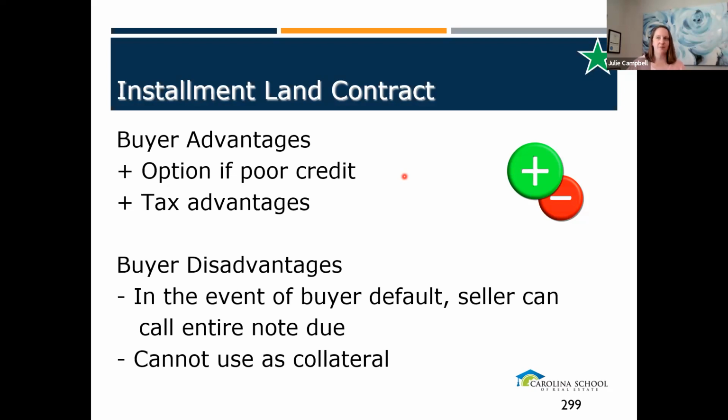The other thing I have to say about this, we do not have pre-printed forms for this. So if your buyers and sellers want to do an installment land contract, I already got you guys calling your attorney, because I don't have a form for this that we can use, which means somebody's got to draft. And who drafts? The attorney. Questions on the installment land contract?